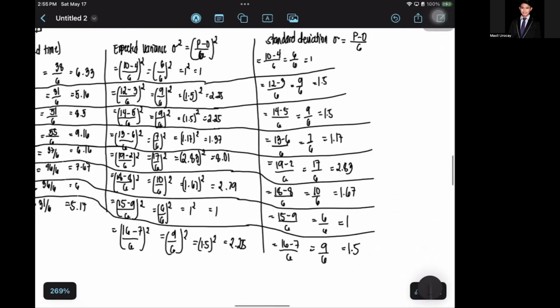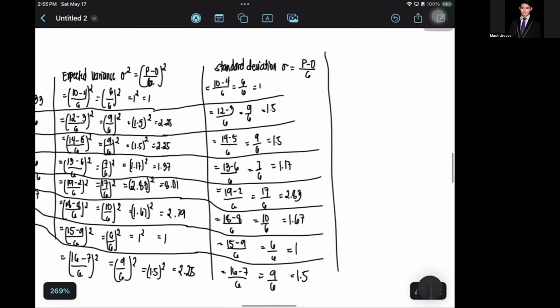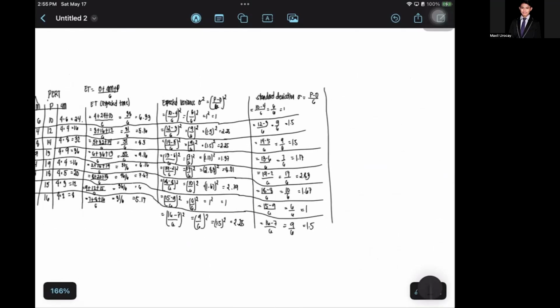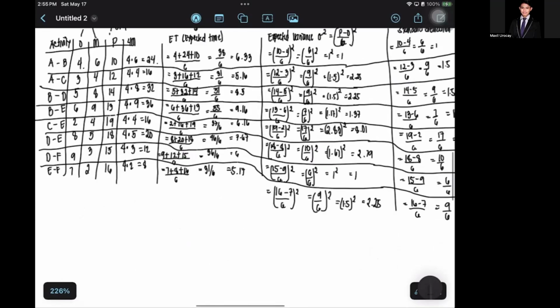After you calculate the standard deviation, since that is the chart that we are having right now, don't forget that you will be going to draw the critical path on the chart already.